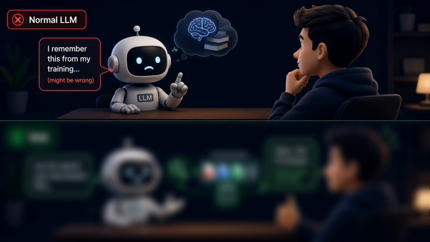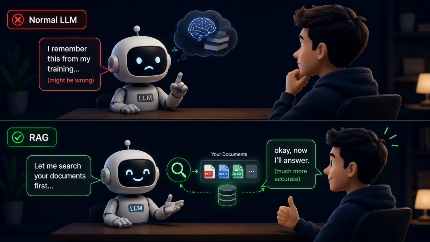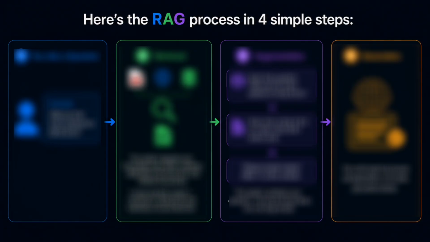So instead of relying only on its training, the AI first looks up facts, then answers based on what it found. Think of it like this. Normal LLM: I remember this from my training. Might be wrong. RAG: let me search your documents first. Okay, now I will answer. Much more accurate. Here's the RAG process in 4 simple steps.